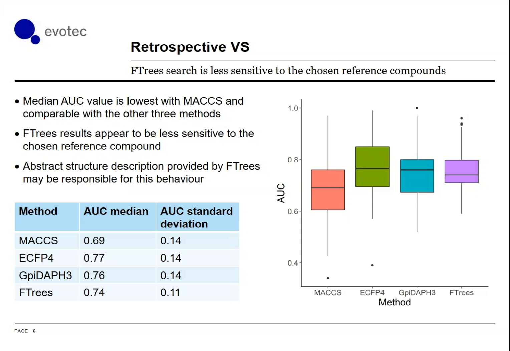This is probably due to the more abstract, generalized representation of the structure provided by FTrees, which is an interesting feature in virtual screening if you think that sometimes you may have only a few compounds available, or maybe you have many and you don't know which one is better to choose. This gives you the idea that the results you obtain will not depend so strongly, as with other fingerprints, on the specific reference that is chosen.